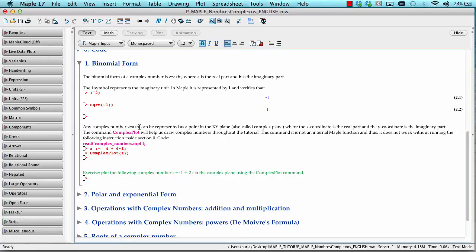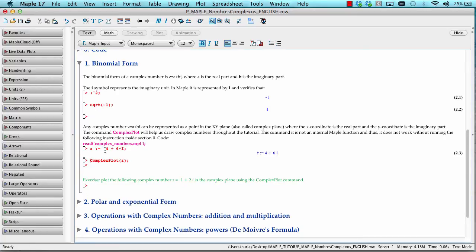Now, any complex number, you know that it can be represented as a point in the plane. So the x-coordinate will be the real part and the y-coordinate is the imaginary part. And here we will use a function which is complexplot to plot complex numbers. So let's define the number 4 plus 6i. Z, to define a number we use colon equal, okay, not just an equal, this is a definition, colon equal, real part 4 plus imaginary part 6i. We execute the line, pressing Enter.